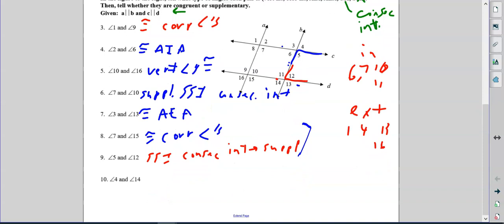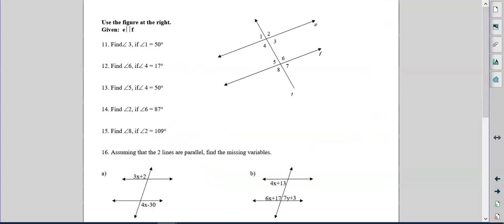And last but not least, 4 and 14. Well, here we have 4, and 14 is down the same transversal on the opposite side, so that is congruent alternate exterior angles. That's a lot, but if you need to, you can always go back and play it again for more practice.